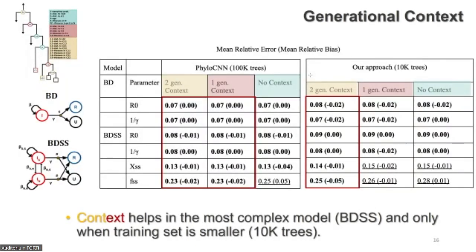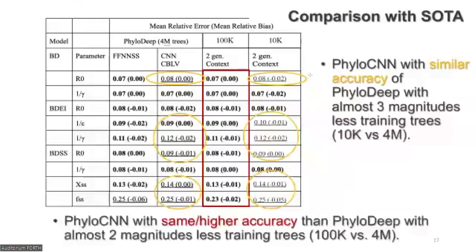But context helps here in the BDSS. When we train with 100,000 trees, it helps a little bit. And with 10,000 trees on the training set, it helps more. So there is some help from the context. And how about when we compare with the state of the art?